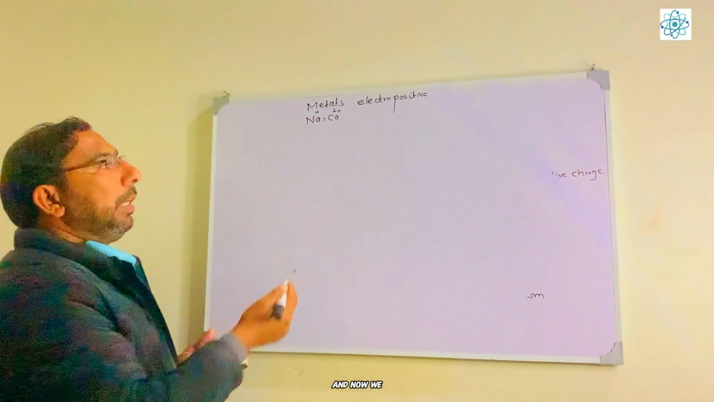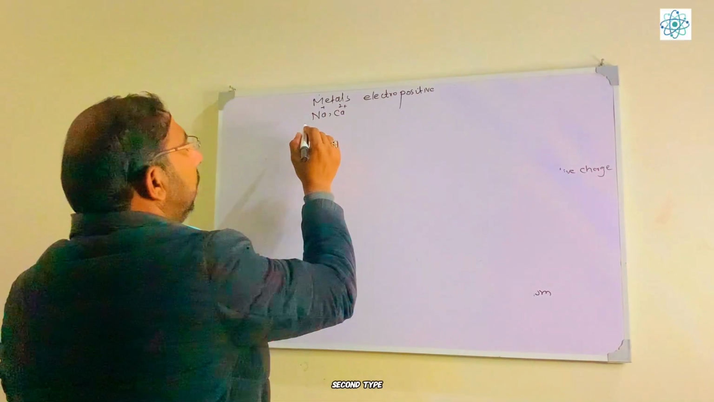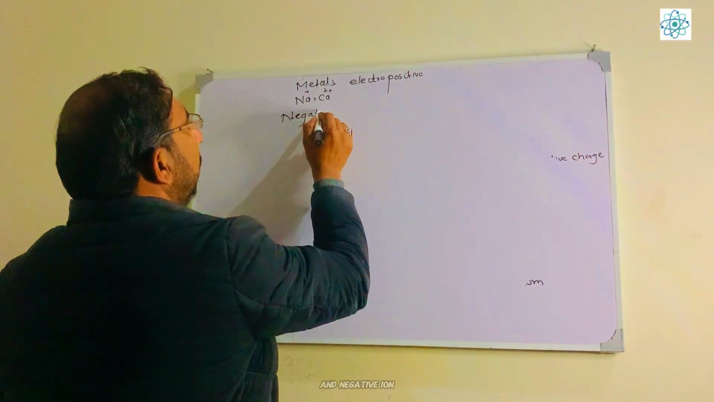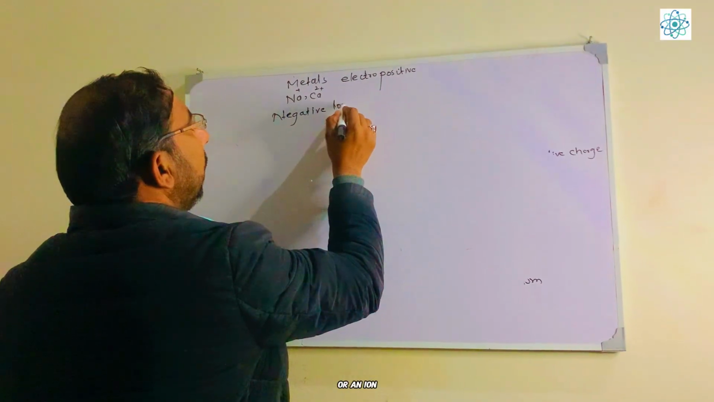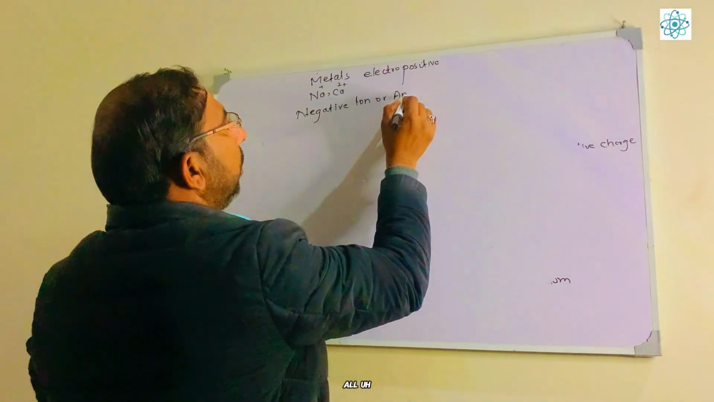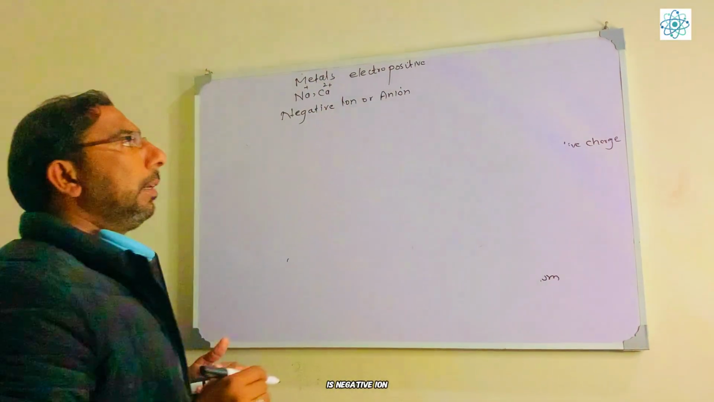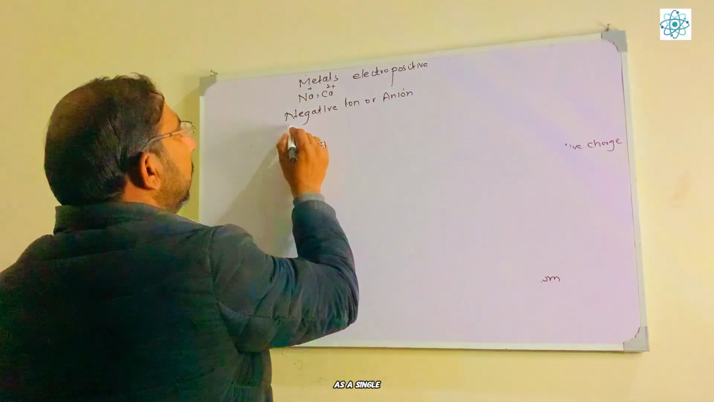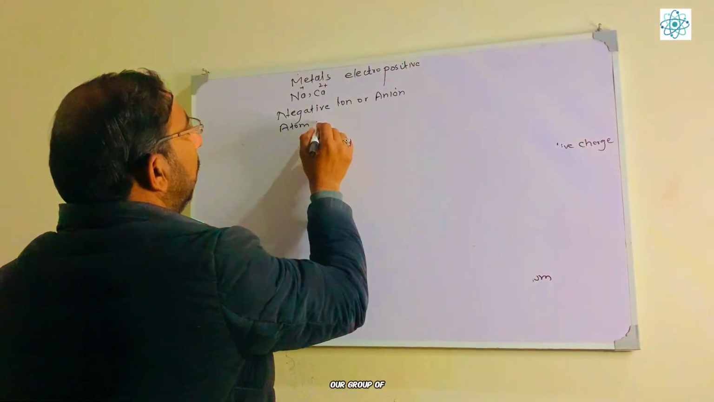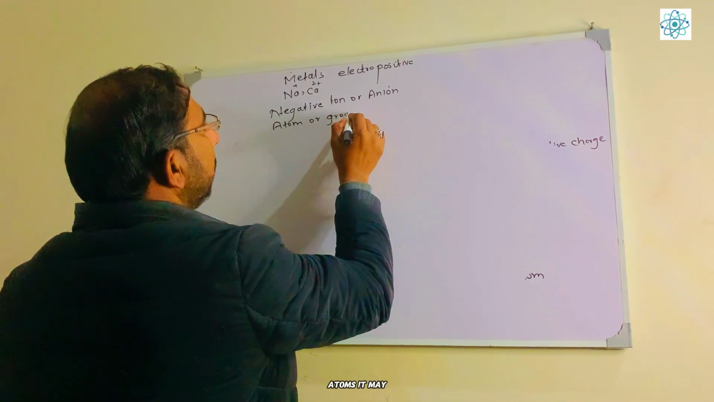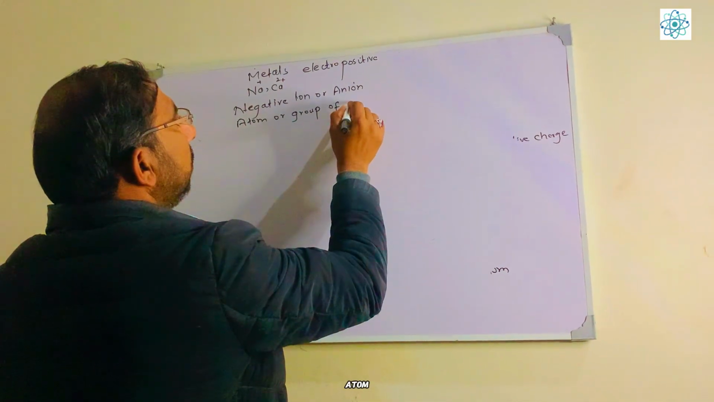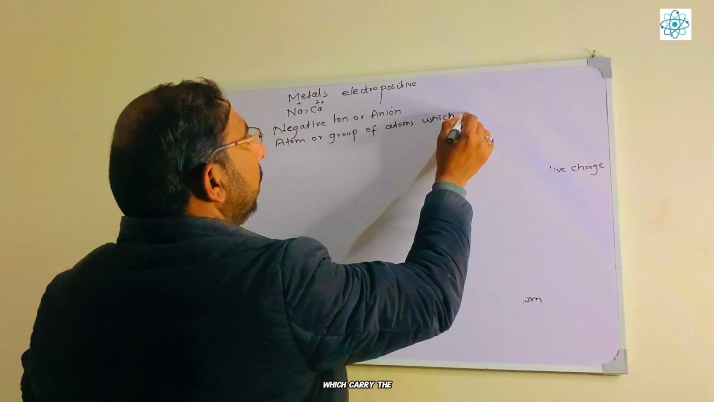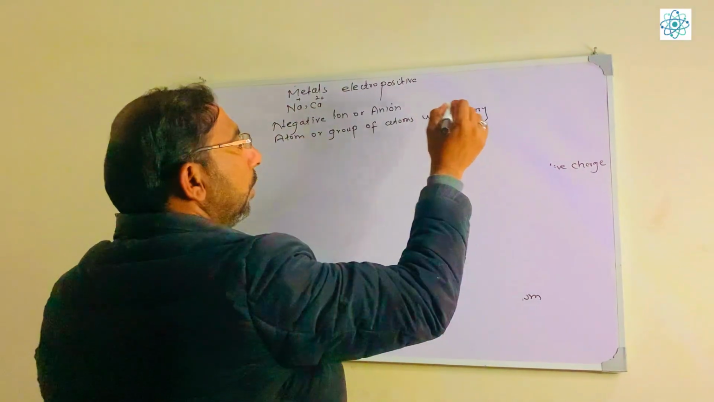Now we talk about our second type, which is called negative ion or anion. First of all, we define what a negative ion or anion is. We can define it as a single atom or group of atoms. It may be a single atom or a group of atoms which carry a negative charge.